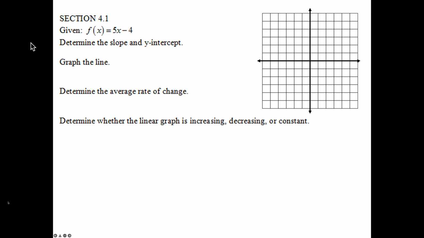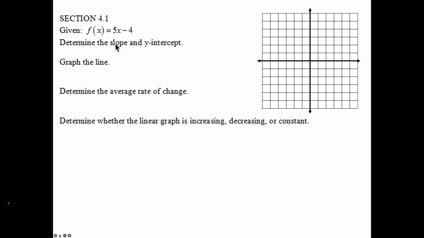Okay, welcome to Chapter 4. Starting out with 4.1 is a lot of linear function review. So our first example here says, given f(x) = 5x - 4. Remember, f(x) is the same thing as saying y. So this is in our traditional y = mx + b format, or we could say plus a negative 4.